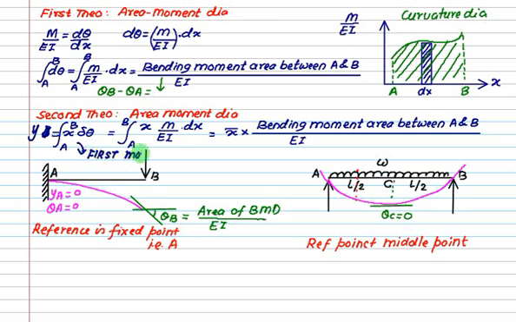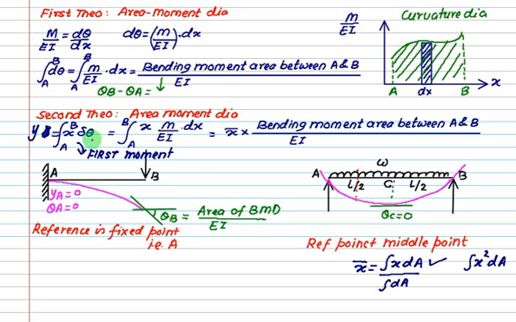First moment. This equation is the same as x bar equal to integral x dA. Do you remember this? This term is called the first moment, and this term is called the second moment. Second moment is nothing but moment of inertia. First moment will always give you the centroid.